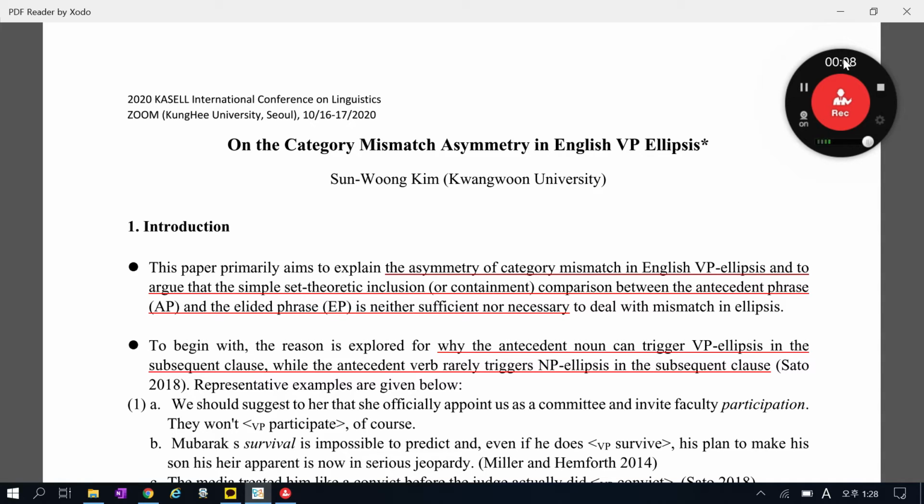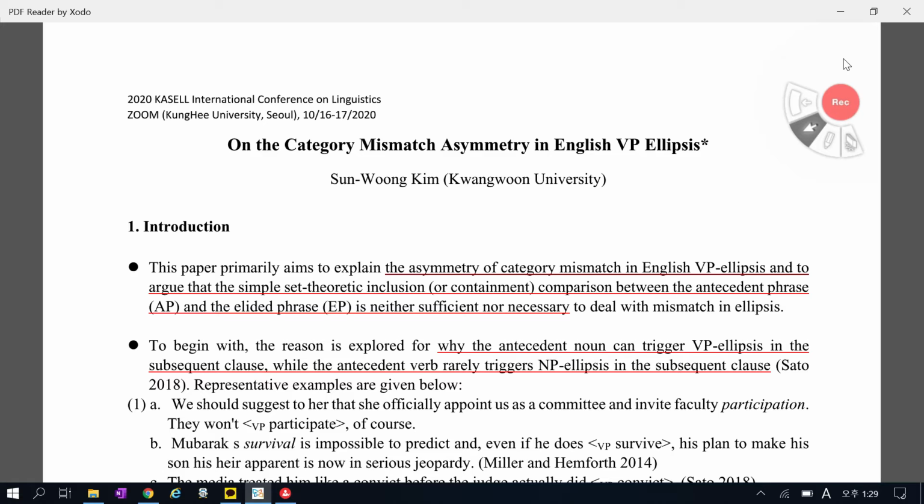This presentation primarily aims to explain the asymmetry of category mismatch in VP ellipsis and to argue that the simple set-theoretic inclusion or structural containment comparison between the antecedent phrase and the elided phrase is neither sufficient nor necessary to deal with mismatch in ellipsis.